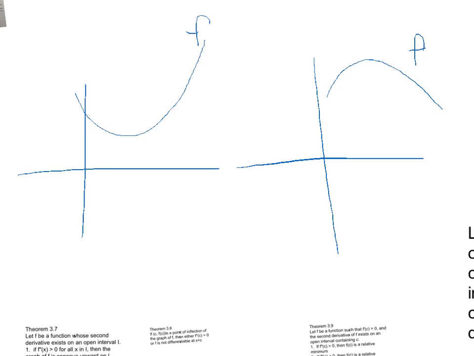Okay, notice here I have two graphs, just parts of graphs. One of these graphs is concave up, and one of the graphs is concave down. And I want us to consider what's happening to the first derivative of the graph in each separate case.